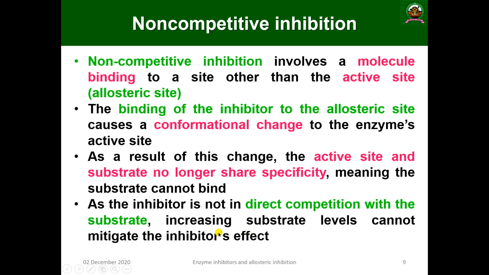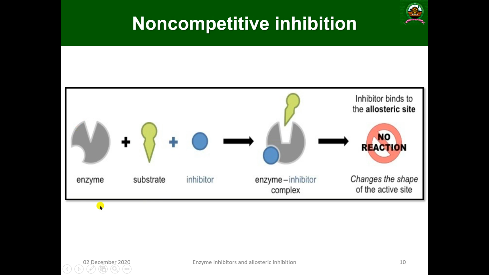The substrate level cannot mitigate the effect. So this is what I told. It's very simple. This is the enzyme, this is the substrate and this is an inhibitor. So what will happen? If you target both the substrate and the inhibitor, since the inhibitor is a very small molecule, it will bind before the substrate. The size of the substrate is always bigger than that of the inhibitor. The inhibitor is smaller in size, and it will bind first.